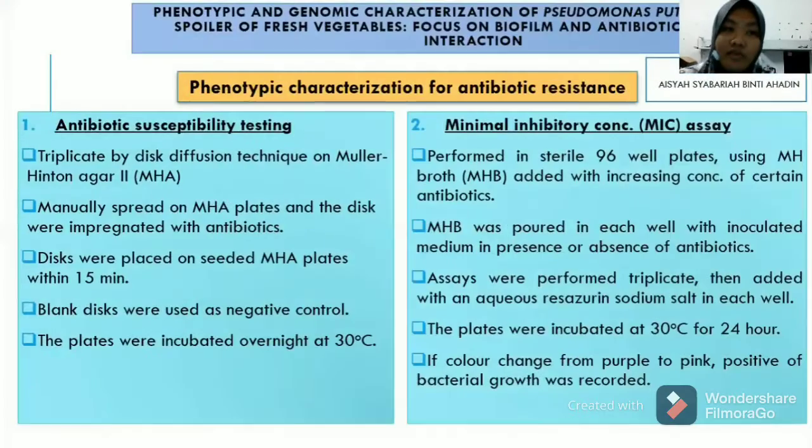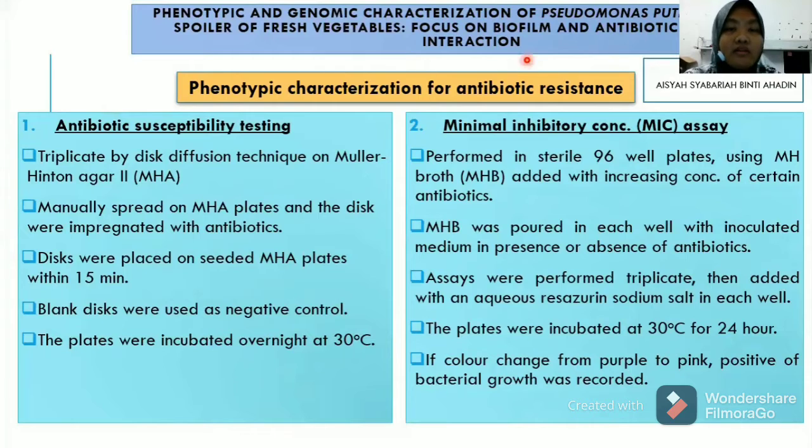For my article review, which is Phenotypic and Genomic Characterization of Pseudomonas putida ITEM 17297, a spoiler of fresh vegetables, which is focused on biofilm and antibiotic resistance interaction of the species. For the phenotypic characterization of antibiotic resistance of the species, two techniques were used, which is antibiotic susceptibility testing.